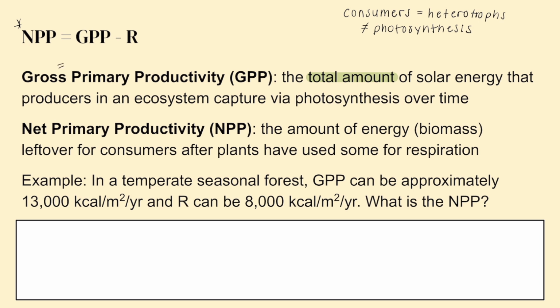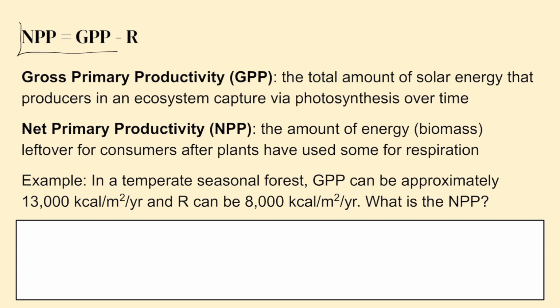So gross primary productivity, or GPP, is similar to the total money you make at your job, whereas NPP is like your actual take-home. That's the amount of energy that's actually available after taxes, quote unquote, or after the respiration that plants have to do is removed. So NPP is what's left for the consumers. So let's do a quick example.